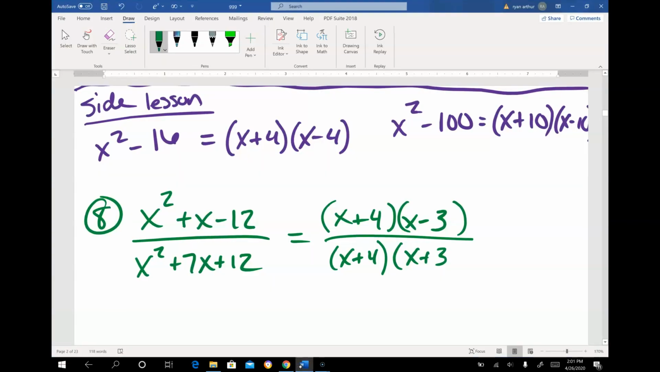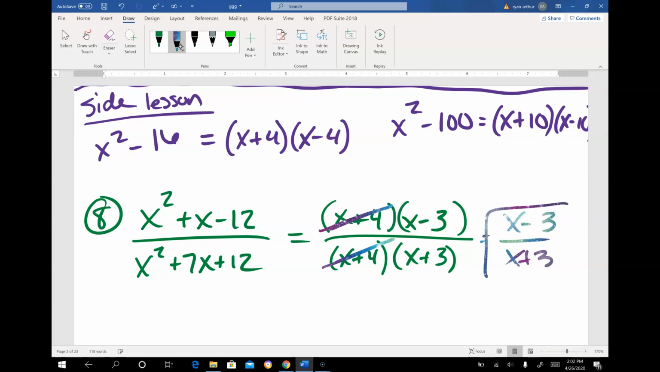Just something neat. So that means I'm going to cancel the x plus 4's, and I'm left with x minus 3 over x plus 3 as my answer. Okay?